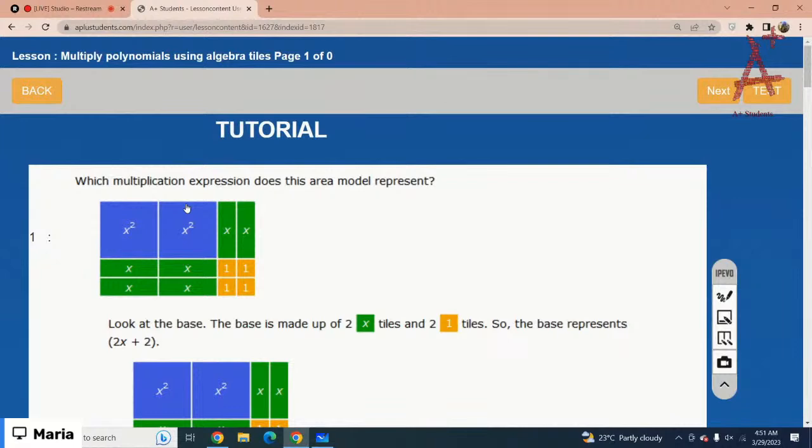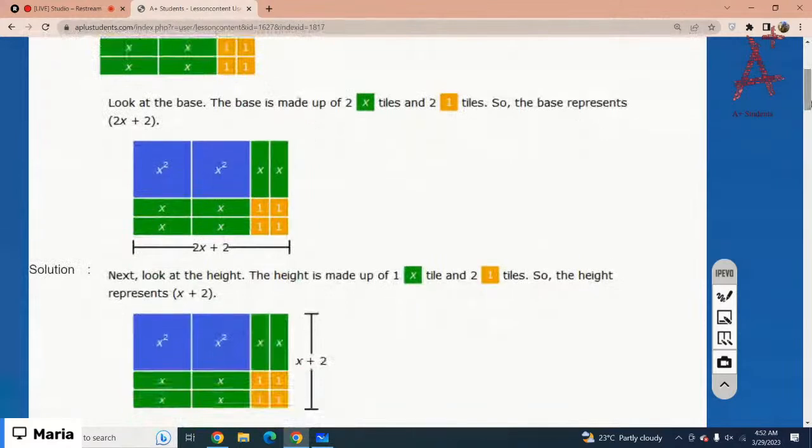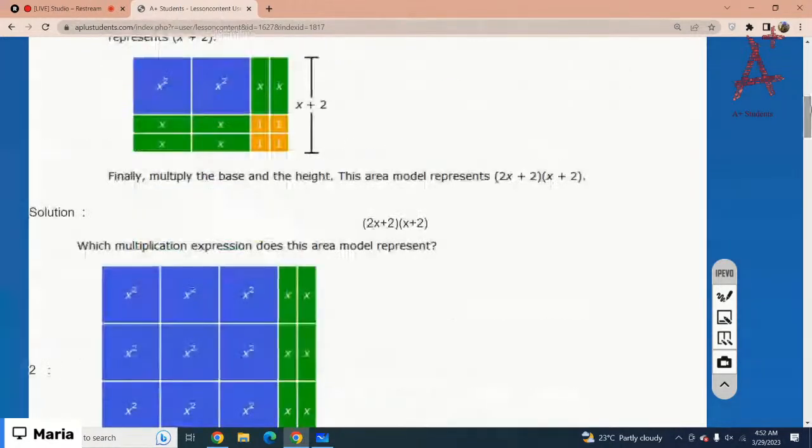So how do we find it? Just look at the base. Here you have two x tiles, it would be 2x, and then you have two tiles for the one, so it would be 2x plus 2. Now look at the height. You have one x tile and two tiles for the one, so it would be x plus 2. That means the area model these tiles are representing is 2x plus 2 and x plus 2.